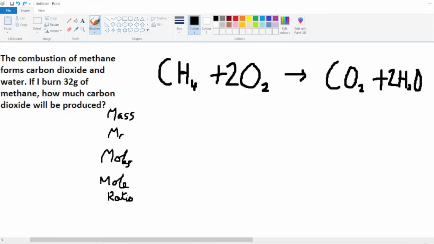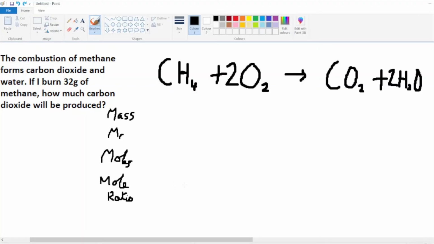So once we've written out our symbol equation and balanced it, the tricky bit here is remembering that oxygen is diatomic. Balancing is quite easy because you can see we need 2 more hydrogens, so we're going to add 2 more onto here to make 4 hydrogens on either side. Then you can see that we've got 4 oxygens on this side but only 2 on this side, so we'll add a 2 on this side to make 4 oxygens.